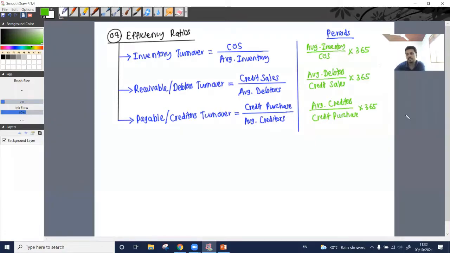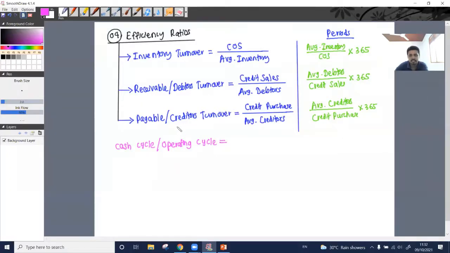Right? Creditors payment period. So these are the efficiency ratios. Based on these efficiency ratios, we can compute the cash cycle, or the same we can say operating cycle. Operating cycle.